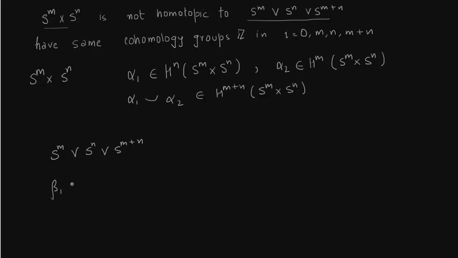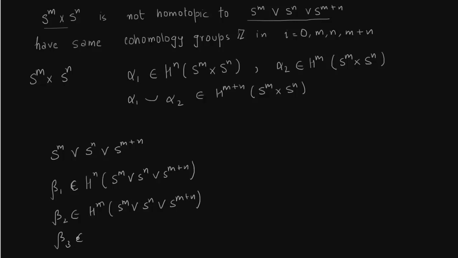So for the wedge product, you see that there are three elements: beta 1 which lies in Hm Sm, say the nth part, then we have beta 2 which lies in the m part, and then we will have beta 3 lying in the m plus n part. Now the cup product here in this case is trivial, because it's a wedge product, you do not land at the higher group.